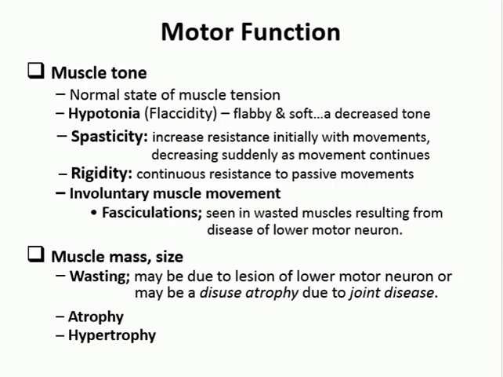In motor functions, we will assess muscle tone, the normal state of muscle tension. Hypotonia or flaccidity: flabby and soft, a decreased tone of muscle. Spasticity: increased resistance initially with movement, decreasing suddenly as movement continues. Rigidity: a continuous resistance to passive movement. Involuntary muscle movement: fasciculations seen in wasted muscles resulting from disease of the lower motor neuron. Muscle mass size includes wasting, maybe due to lesion of lower motor neuron, or a disuse atrophy due to joint disease, or atrophy and hypertrophy may be present.